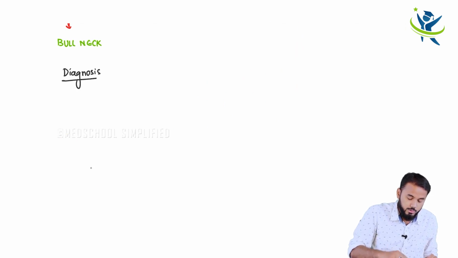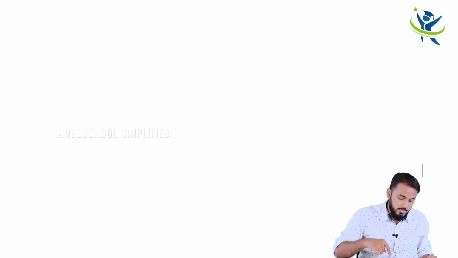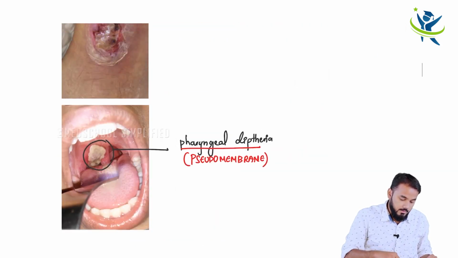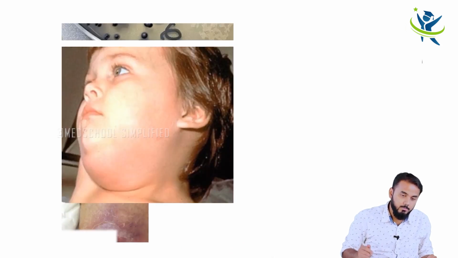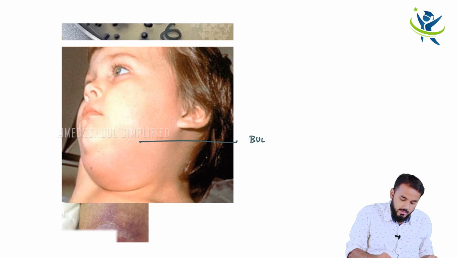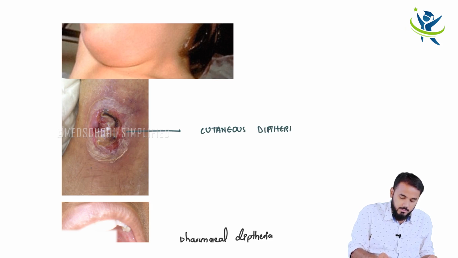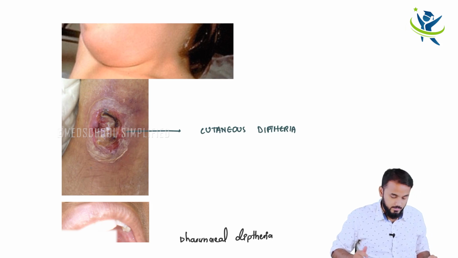Yeah, and I forgot to show you the pictures. This is called bull neck. So this condition which you see here is called bull neck, and this condition which you see here is called the cutaneous form of diphtheria.